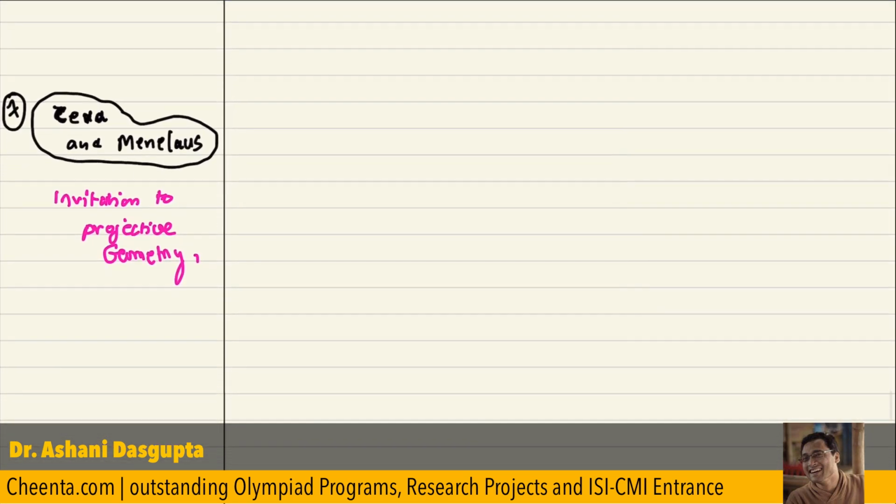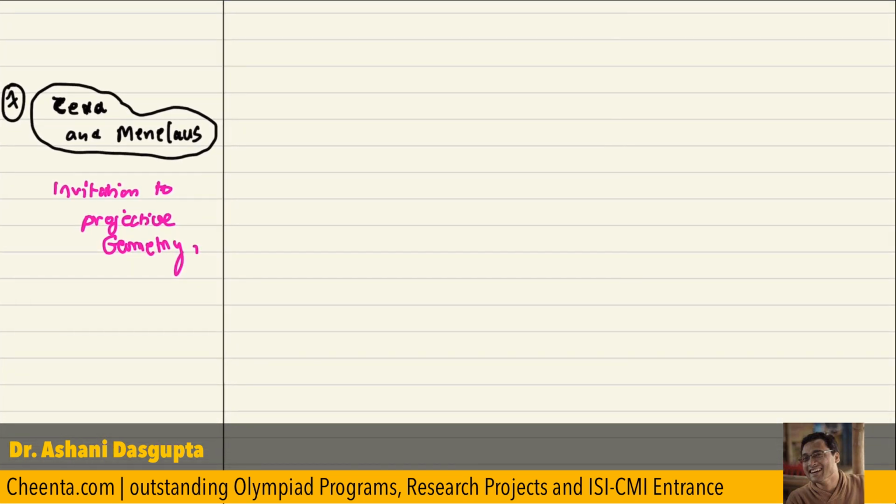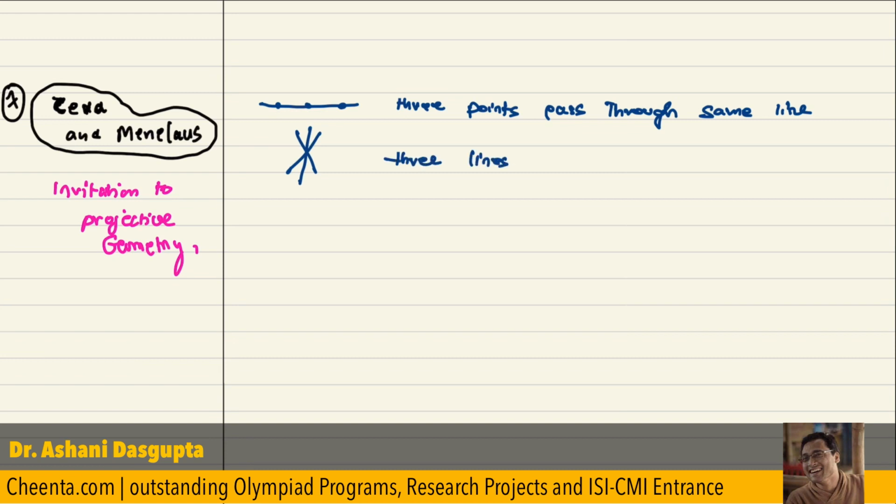All right, let's move ahead with the theorems of Ceva and Menelaus. These are very important theorems to prove that 3 points are collinear, that is, they stay on the same straight line, and 3 lines are concurrent, that is, they pass through the same point.